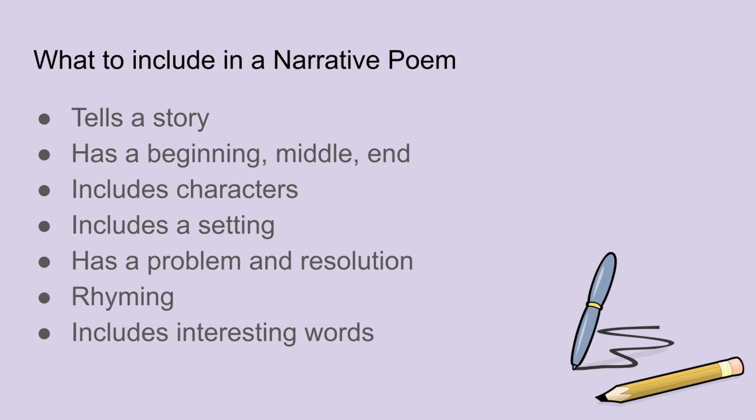Alright, so that was my example, and I think some of you were able to register some of the things that we need to include in our narrative poems. Did you notice the rhyming? Of course you did. Now let's have a look at some of the other rules we need to follow when we're writing narrative poetry. So what do we need to include in a narrative poem?